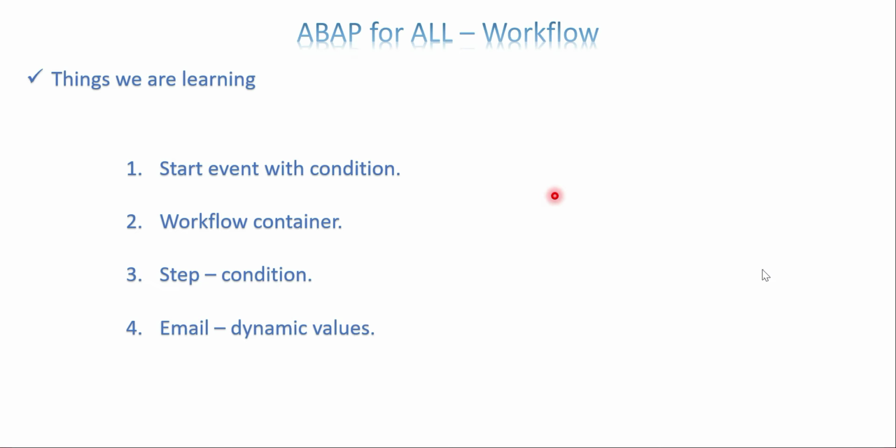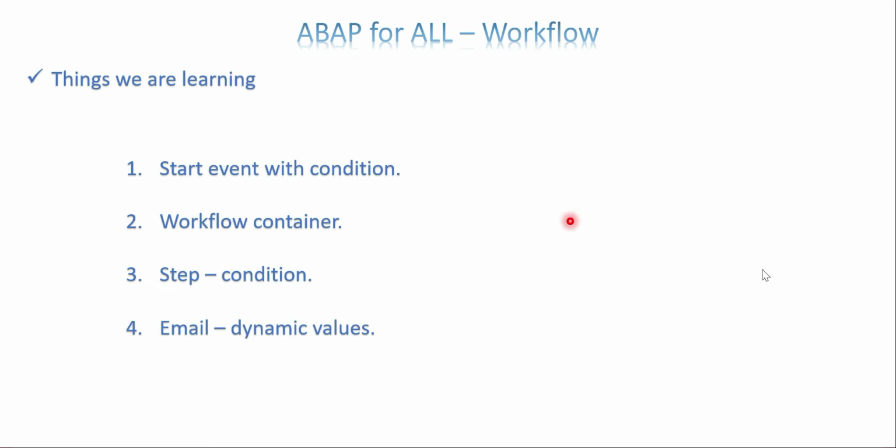And a new step which we are going to learn today is the condition. Previously we learned how to trigger a workflow and the email step, and today we're going to learn the if condition. If the condition is true, what is the next step? If it is false, what is the next step? And how to populate the values dynamically in your email subject and body.